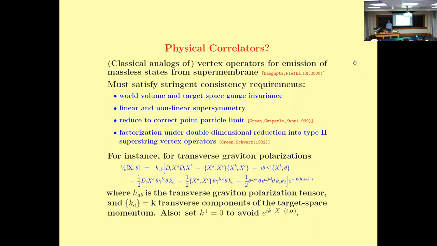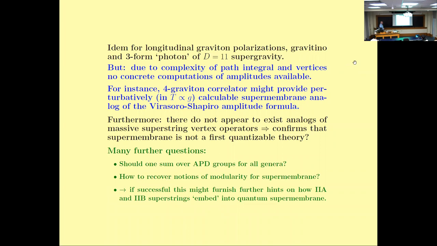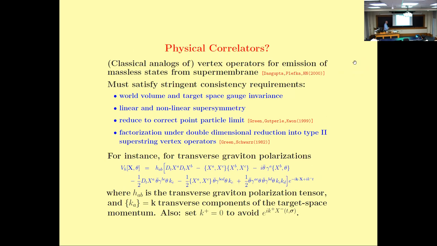One consistency criterion is that if you impose double dimensional reduction, this thing must decompose into the standard expression for the string vertex operator, in particular factorize into left and right moving parts, which this form, of course, doesn't. This goes like dx squared plus x to the fourth. Only after you do the reduction and perform some calculation, you will see that it actually does decompose into the product of left and right moving vertex operators. I've just shown the expression for the transverse graviton polarizations here, but there are corresponding expressions for the longitudinal components. There's a corresponding expression for the gravitino vertex operator and one for the three-form vertex operator.